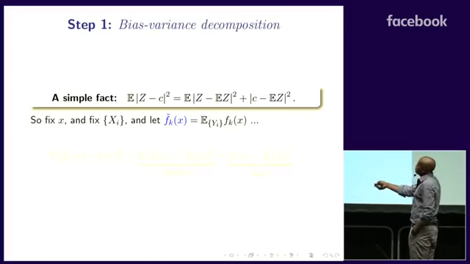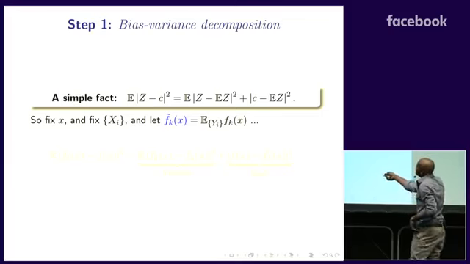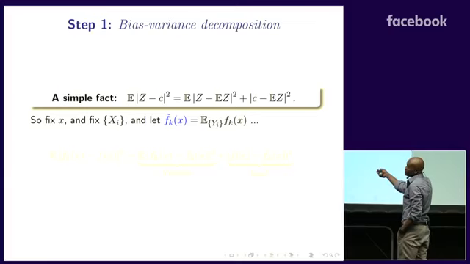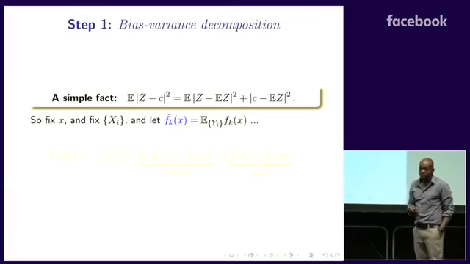Fix some query point x, and fix the x_i's. This is your data. Fix the x_i's, but we'll let the y_i's be random. For now, we fix the x_i, let the y_i be random, and we define this quantity f tilde_k of x, which is the expectation of f_k under the randomness in y_i.